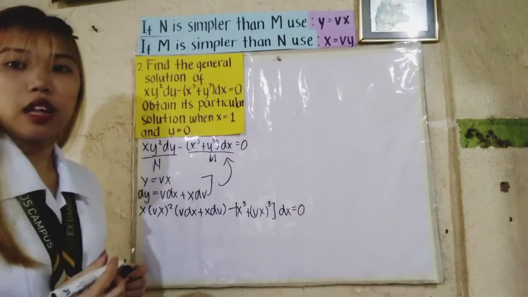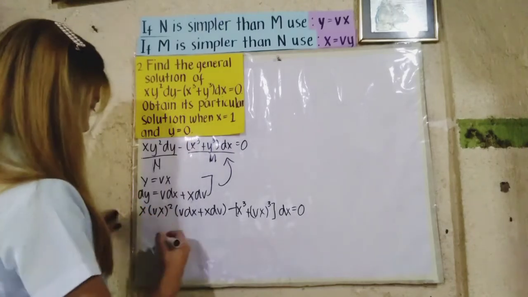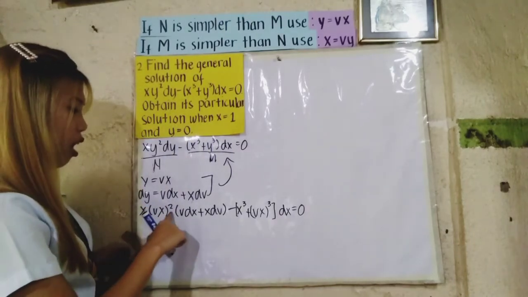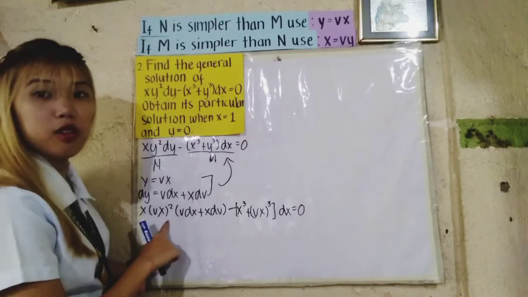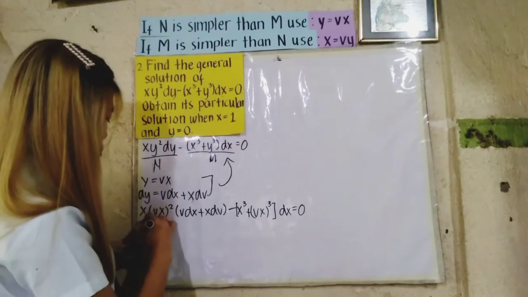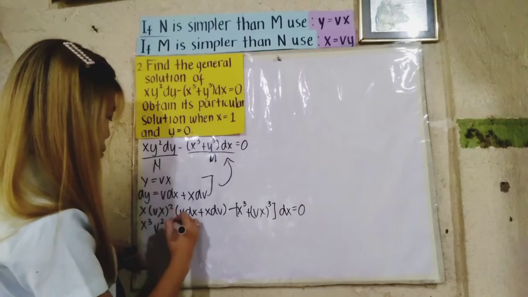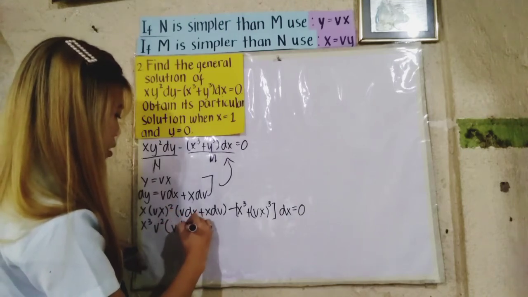Then, simplify na natin siya using algebra. Magkakaroon tayo ng, distribute natin yung squared, magkakaroon tayo ng v squared and x squared. Multiply natin sa x, meron tayong x cubed, v squared. Then, copy lang natin itong v dx.